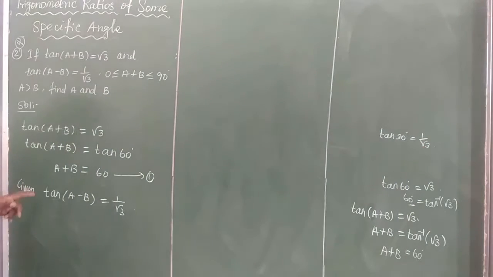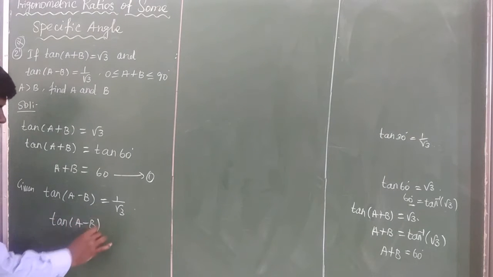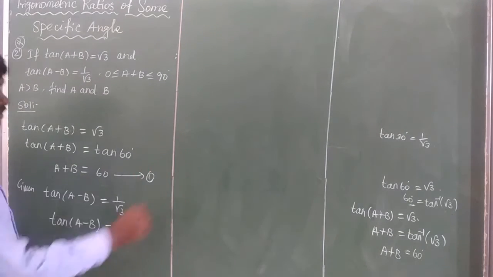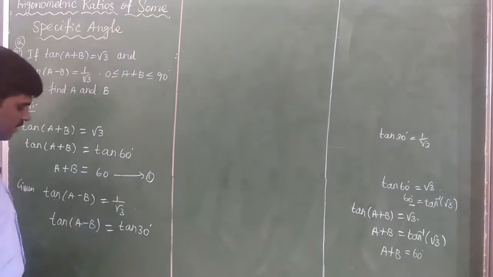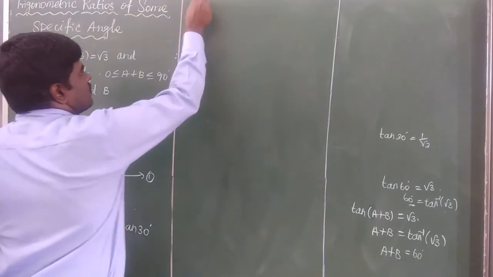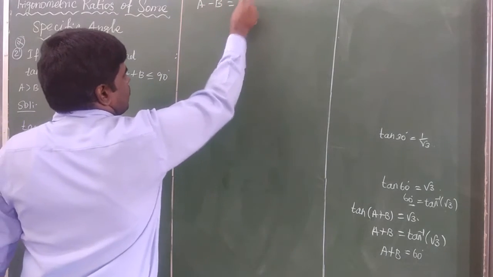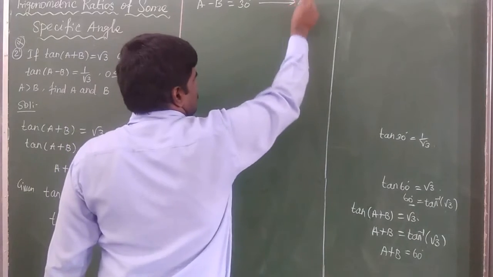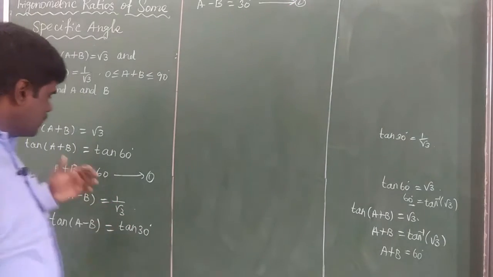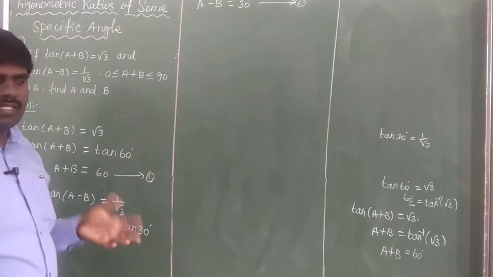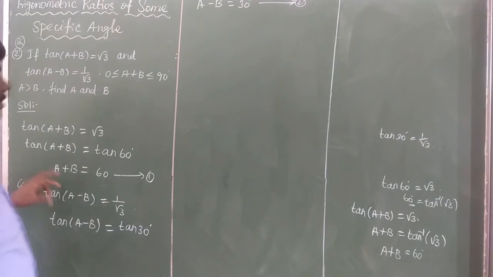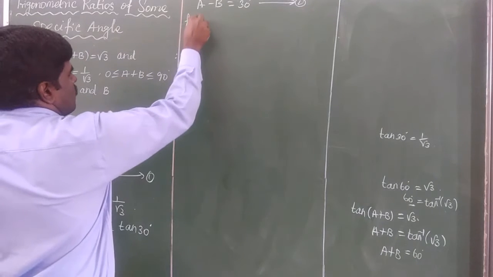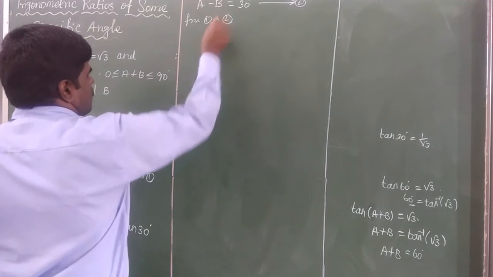In the same way, tan(a - b) is equal to 1 by √3. 1 by √3 means tan 30 degree. Here, tan 30 degree. Just to simplify, what is remaining? a - b is equal to 30 degree. Consider this equation 2. So, solve equations 1 and 2 by the elimination method, or whatever method you like, to find the values of a and b.